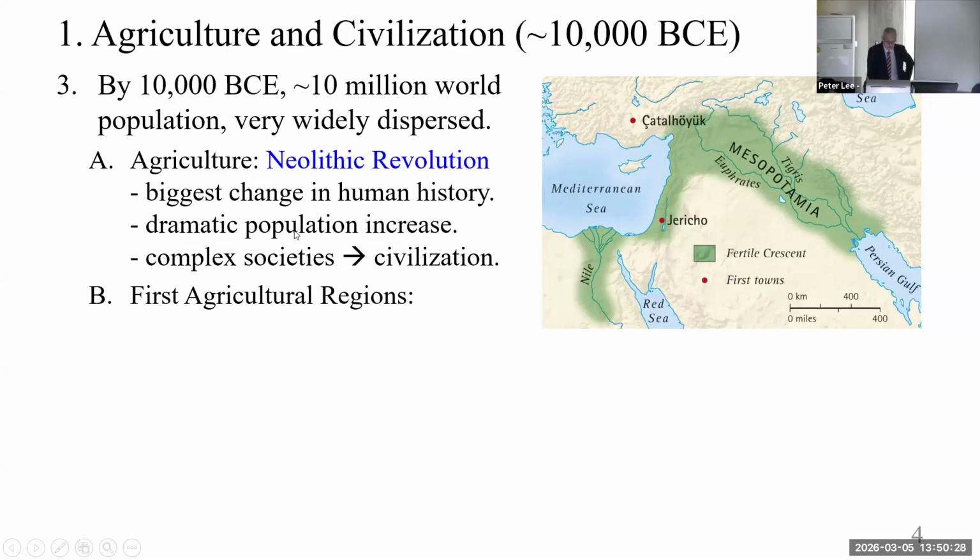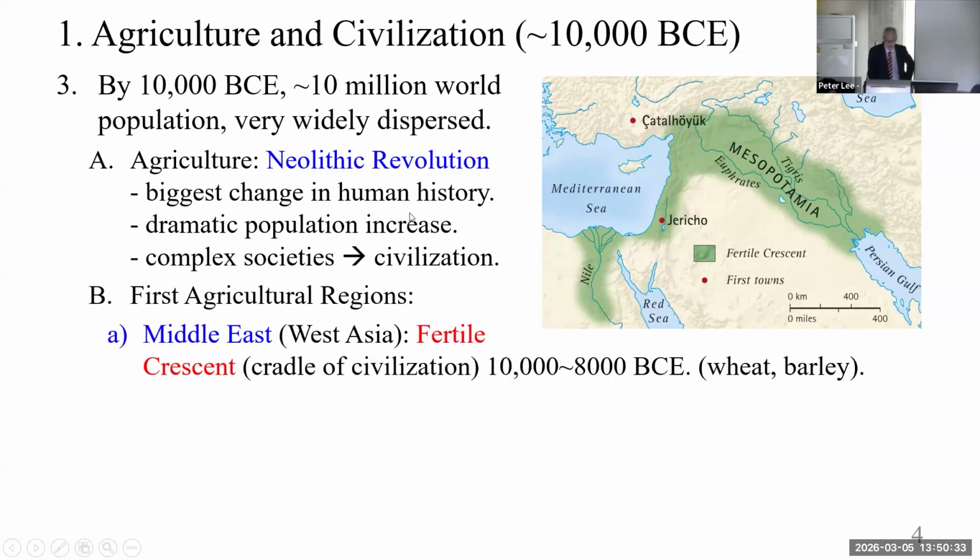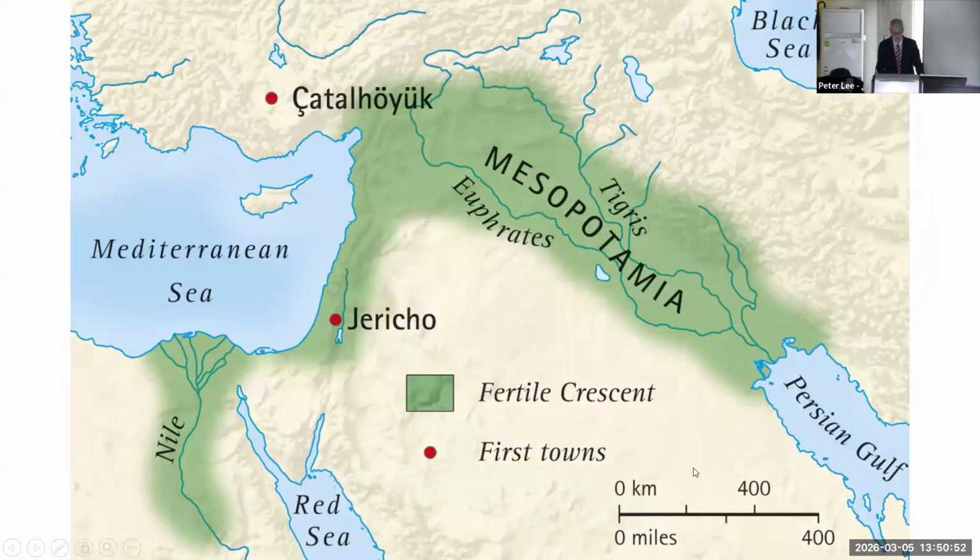The first agricultural region, again, scholars figured this out somehow, is the Middle East in a region that we call the Fertile Crescent. This is sometimes known as the cradle of civilization. So this is the Fertile Crescent. And the time period is between 10,000 to 8,000 BCE, and they mostly grew wheat and barley. It's called crescent because you see the green like a crescent moon, right? A thin crescent moon. So it includes basically Mesopotamia and the Nile in Egypt.